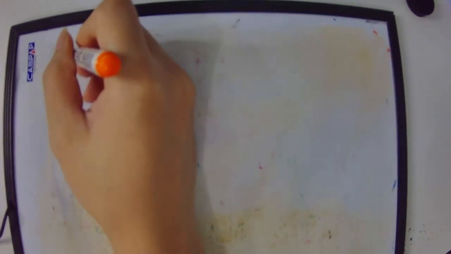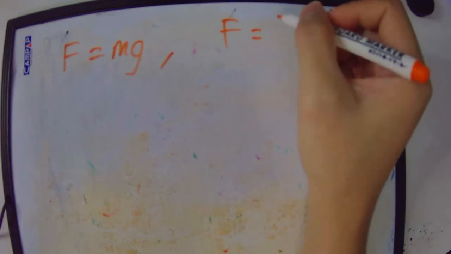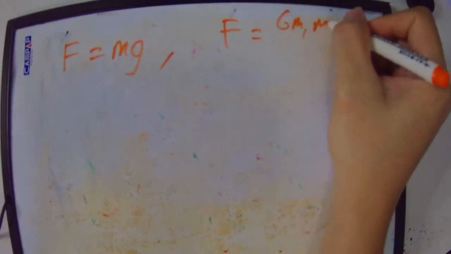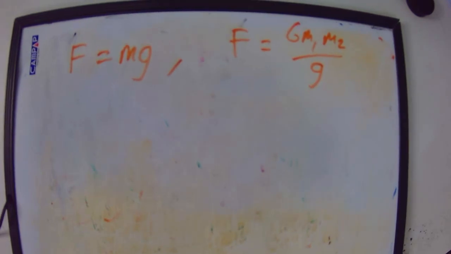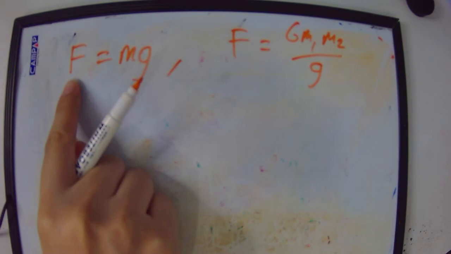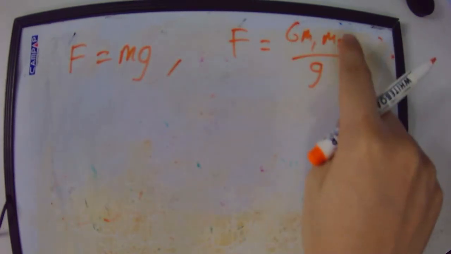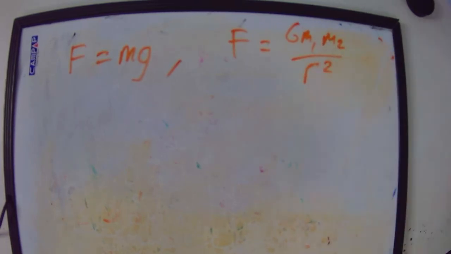F equals mg. At the same time, we also know that F equals G m1 m2 over r squared. Can we use substitution maybe? Let's use substitution because F is equal on both sides. If F equals mg and F equals G m1 m2 over, sorry, not g, r squared. I wrote down the wrong formula.